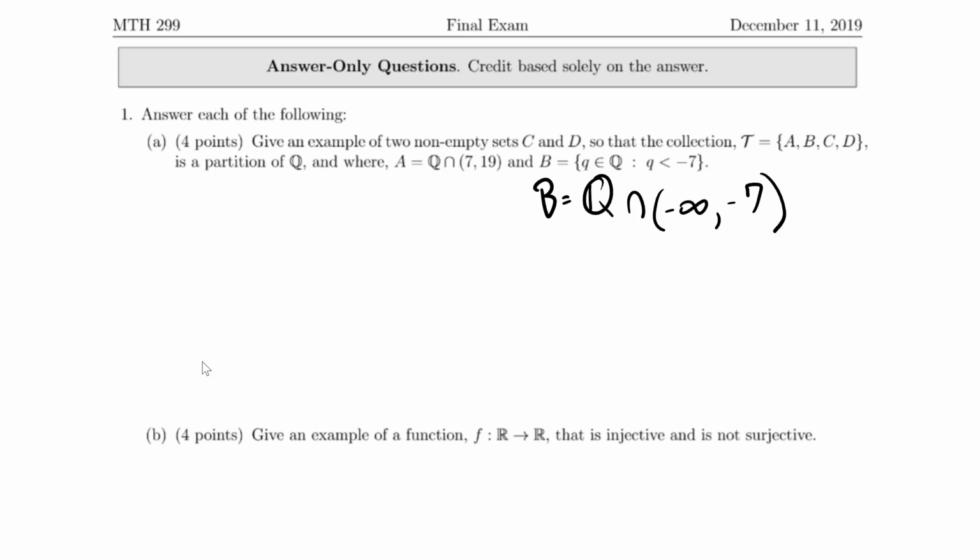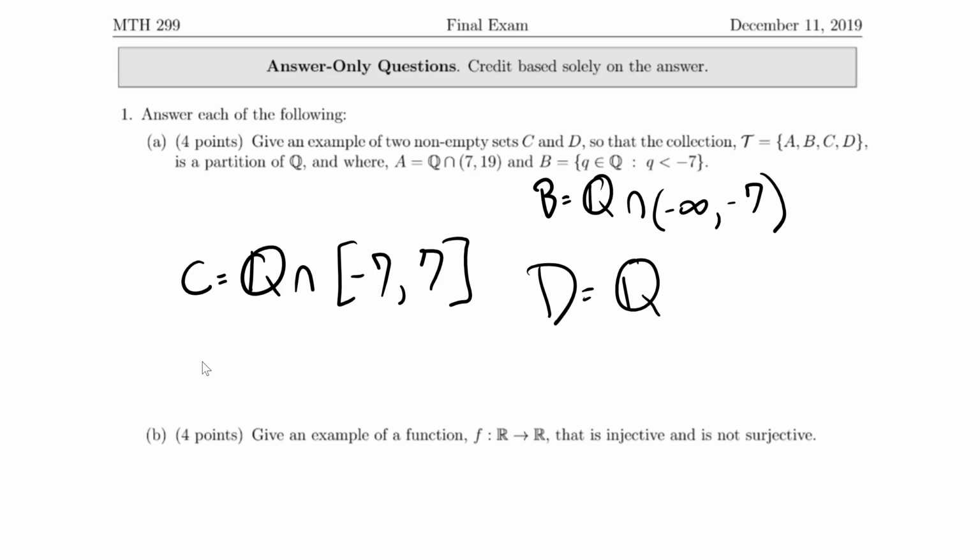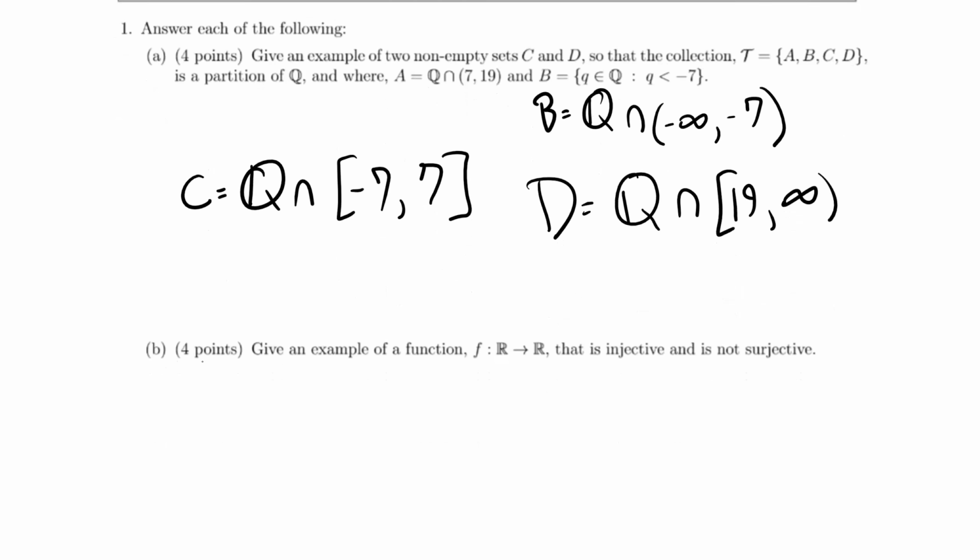Okay, well, I'm just going to pick C. So rationals intersected with -7 inclusion to 7, including 7. And then I'll pick D to be the rationals intersected with, now we start at 19 and we go to infinity. So their intersections with each other are all going to be empty sets individually, and their union together should equal all the reals. Okay, all the rationals, sorry, that's what I meant.